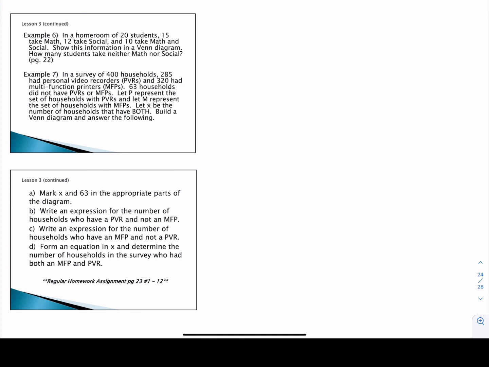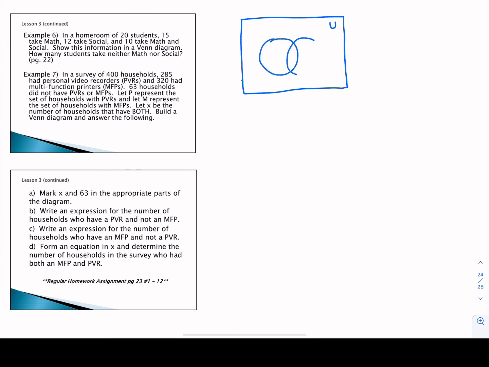So what we want to do is build a Venn diagram with the information that we've been given so far. So in our Venn diagram, we know that there are some households that have both M and P. So they have multifunctioning printers and they have PVRs. So when we draw your Venn diagram, we have to have overlapping pieces. We also know in this case that we've got 400 in our universal set. Now that doesn't mean that there are 400 sitting outside of our circles. It means we have a total of 400.